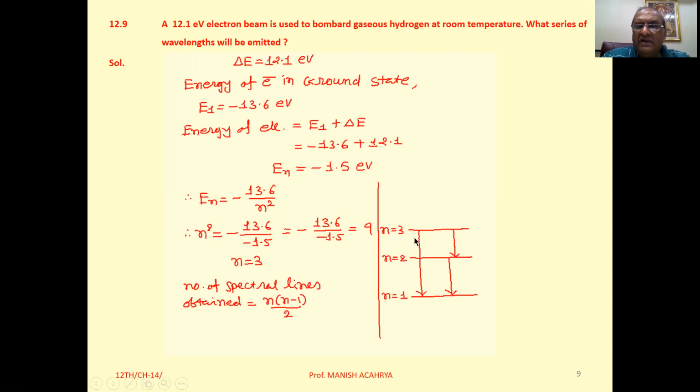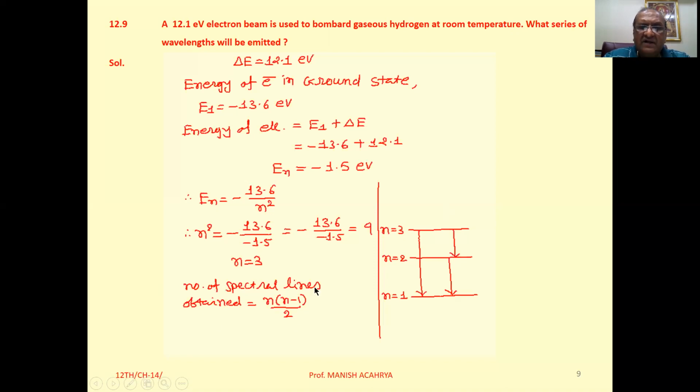When the electron is in n equal to 3 state, how many possible spectral lines can be obtained? If the transition is from 3 to 1, we will get the second line of Lyman. If the transition is from 3 to 2, we will get the first line of Balmer. Then from 2 to 1, we will get the first line of Lyman. And then we can calculate all the wavelengths in this way.